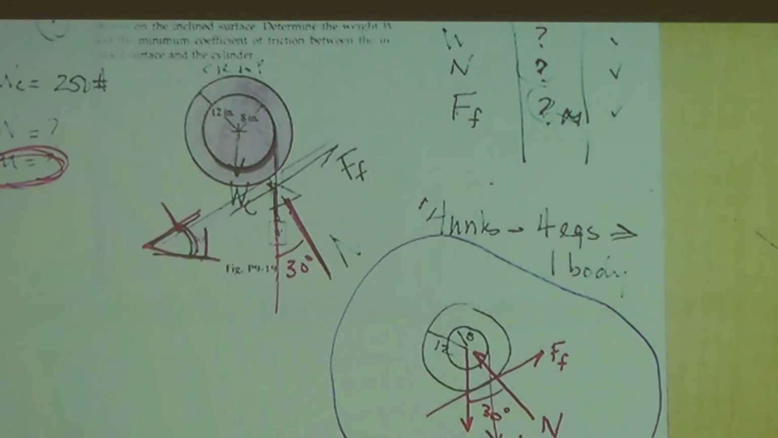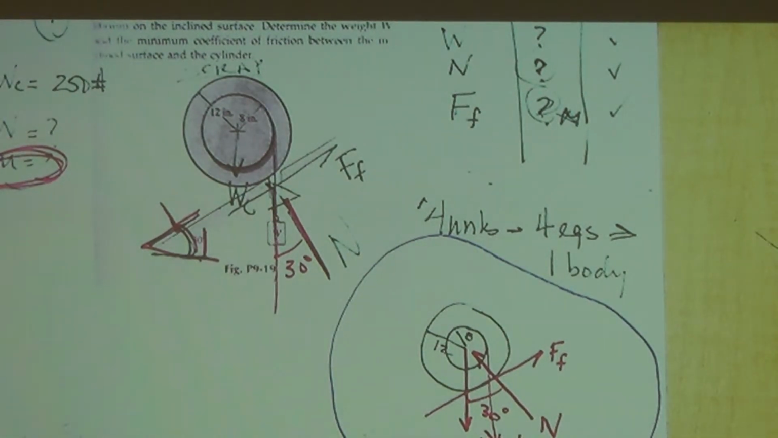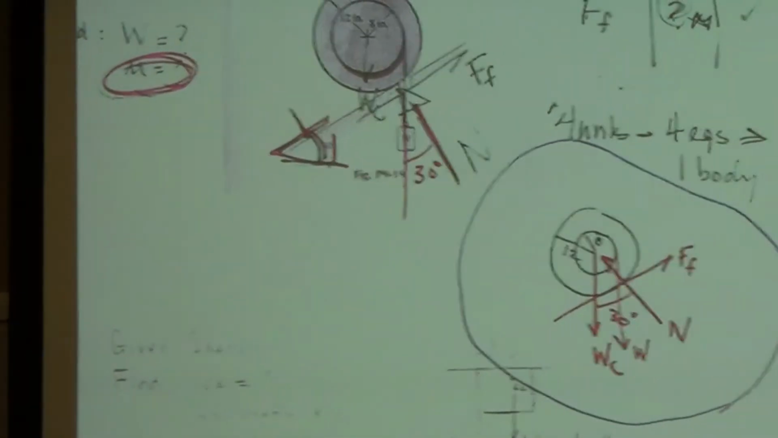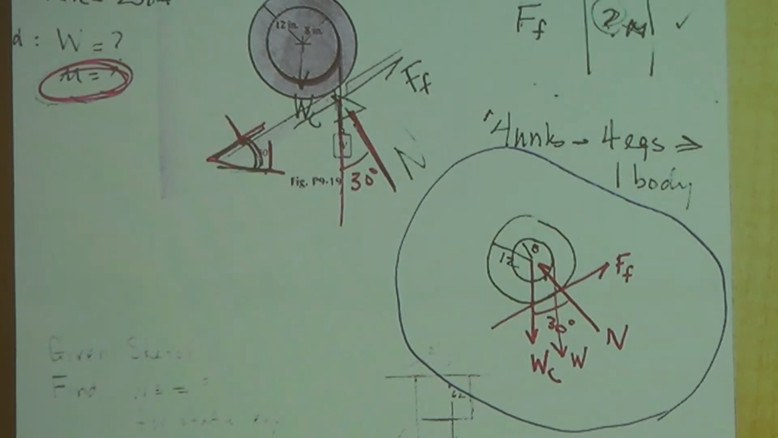I didn't draw the axes yet because we have to decide on it. And I have to show those two circles inside because the frictional force is on the outside of the circle, but the W is on the inside of the circle.